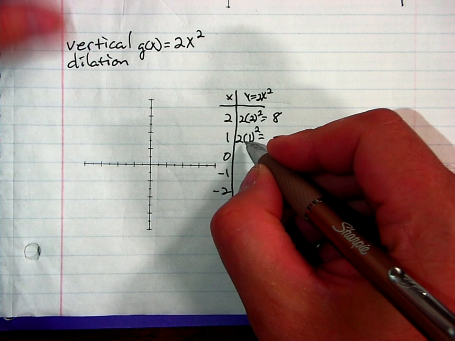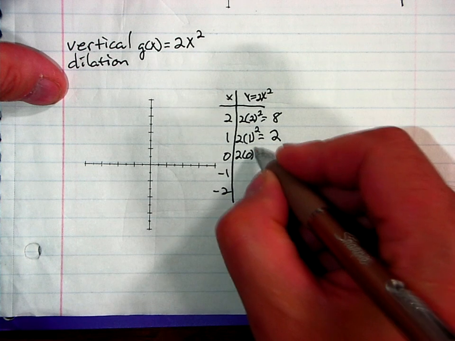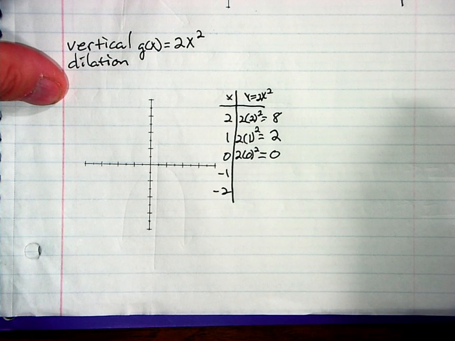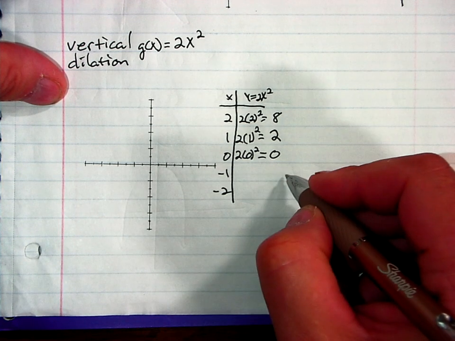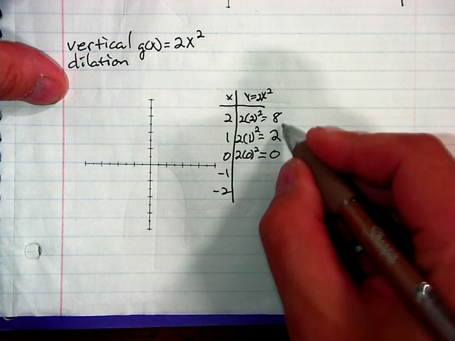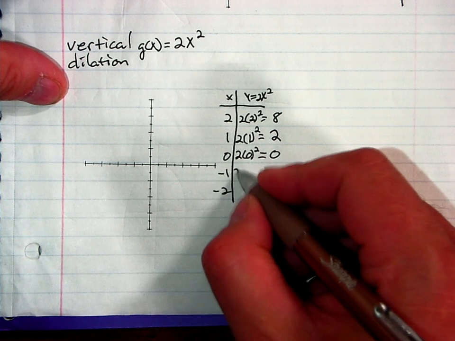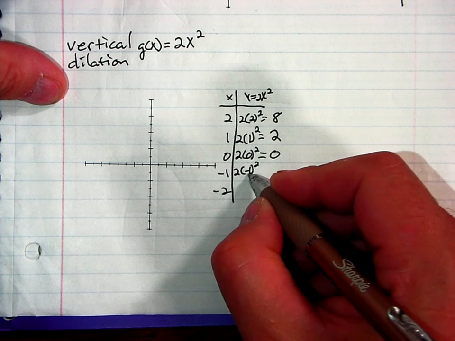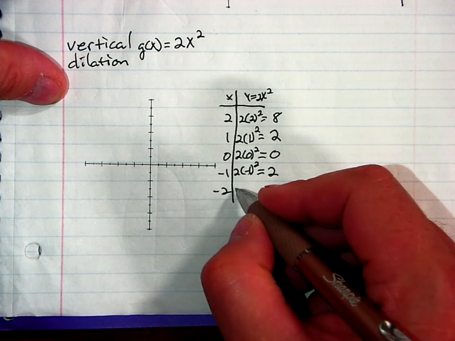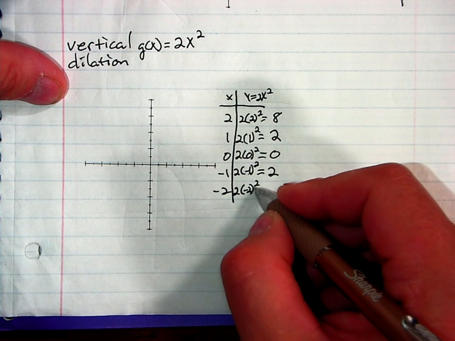1 squared is 1, 1 times 2 is 2. 2 times 0 squared, 0 squared is 0, 0 times 2 is 0. Before I even go any further, since this is my vertex, what should my next number be? If I plug in negative 1, what should it be? 2. And then what should negative 2 be? Yes, let's prove it. 2 times negative 1 squared. Negative 1 times negative 1 is positive 1. 1 times 2 is 2. 2 times negative 2 squared. Negative 2 squared is 4. 4 times 2 is 8.